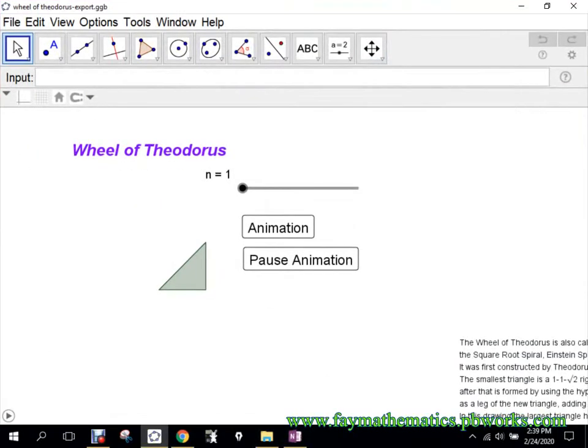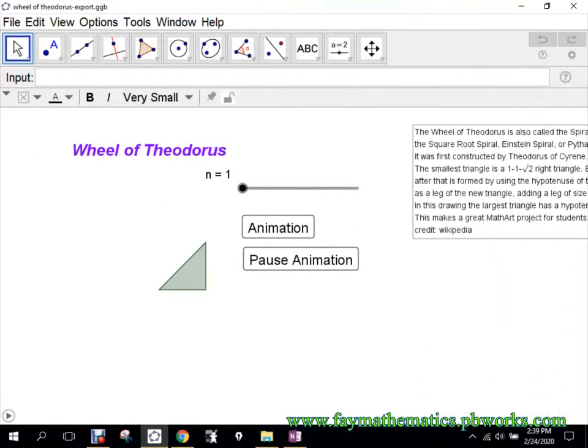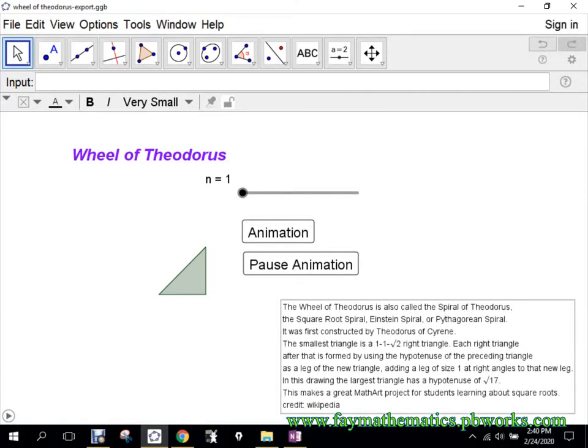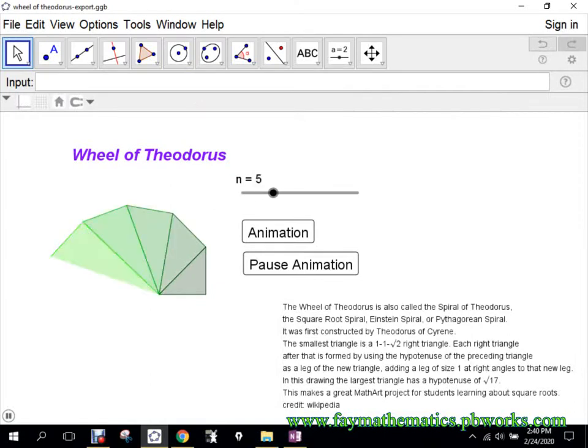So 16 is just to give you a quick introduction to this idea. The way I've got this set up is a little bit contrary to the actual description of that set of triangles, but you can do this with any types of triangles that you want. It's called the wheel of Theodorus, sometimes called the Einstein spiral, Pythagorean spiral, root spiral. We start with a triangle, and then we keep building off that triangle as far as we want to go.